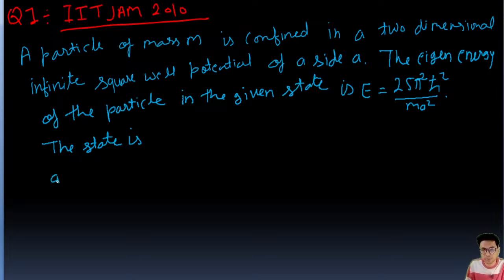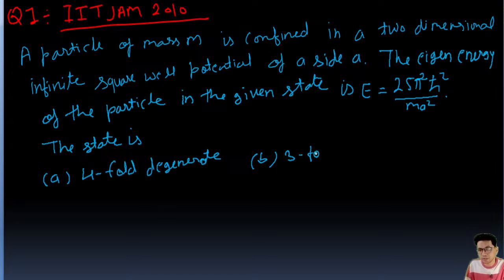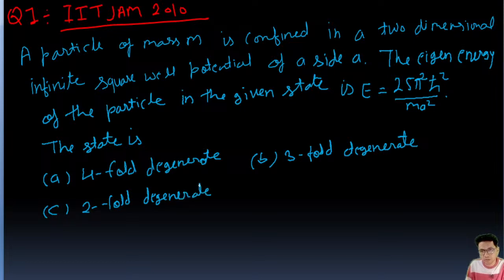The options are: option A, four-fold degenerate; option B, three-fold degenerate; option C, two-fold degenerate; option D, non-degenerate.